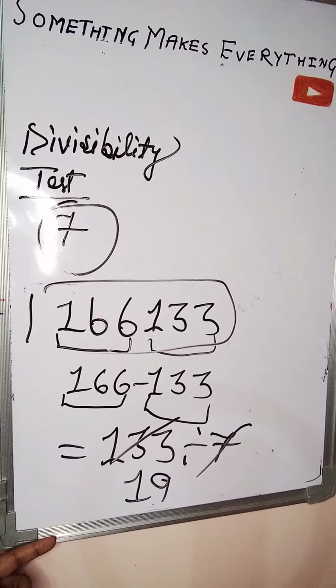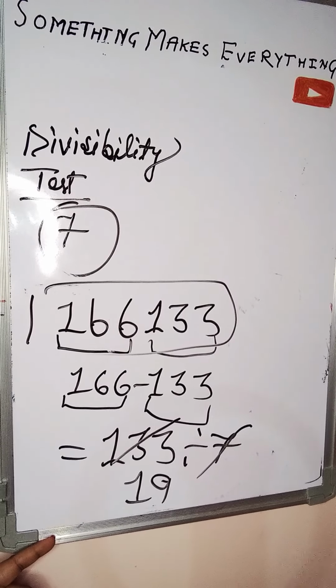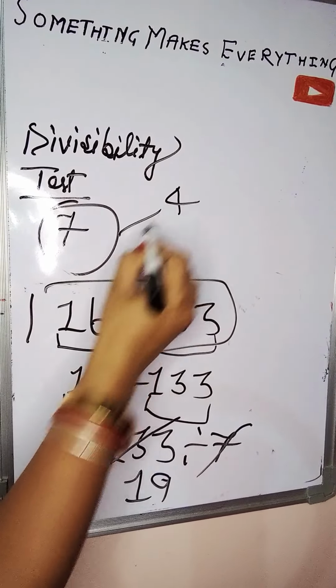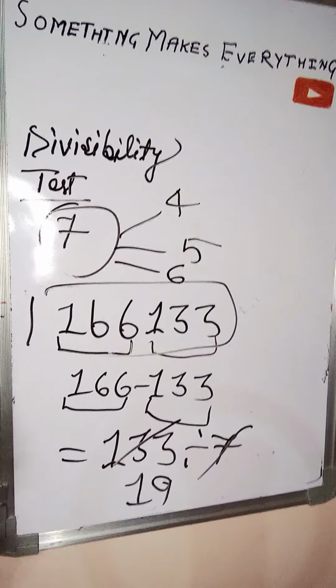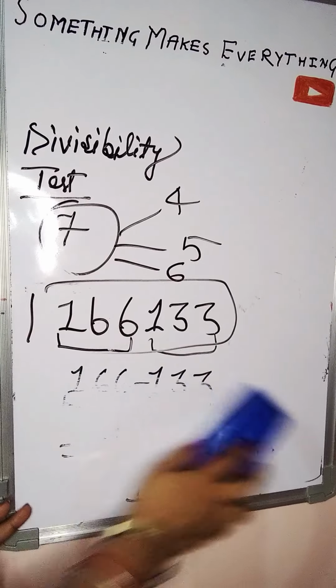So there were three rules for the divisibility test with the number 7, for 4 digit, for 5 digit and 6 digit numbers. This way you can just follow it.